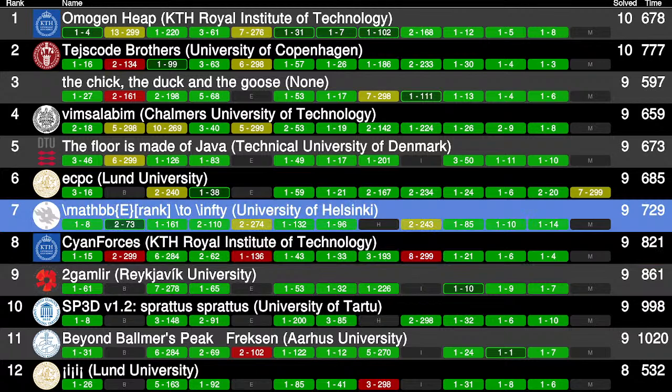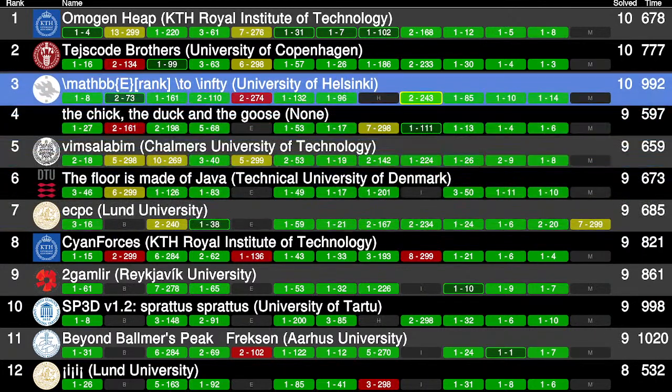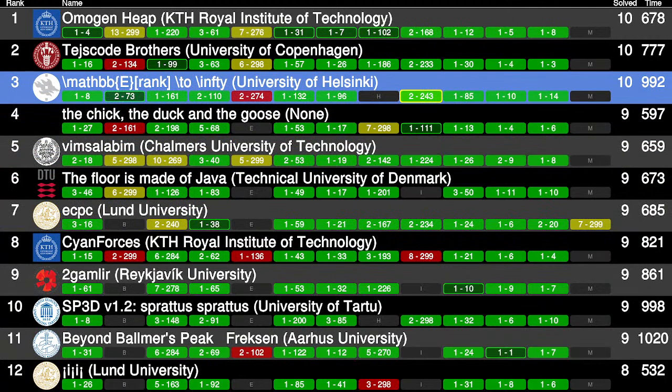Then we have the expected rank tending to infinity from University of Helsinki, which had submissions for both problems E and I. So let's see what's happening with problem E, if they pass it or not. And no, they did not get that one. For problem I, let's see if they get it. They do get it, and they move up to third place.